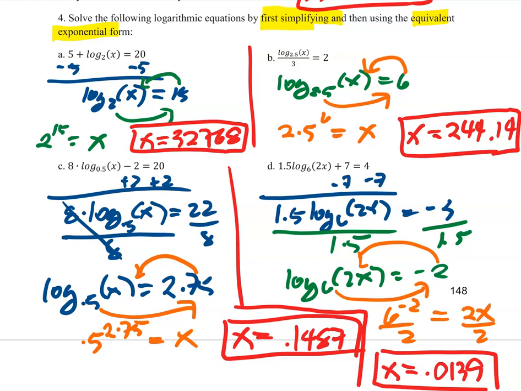0.0139. Okay, so please try all this, and that's it for activity 6.